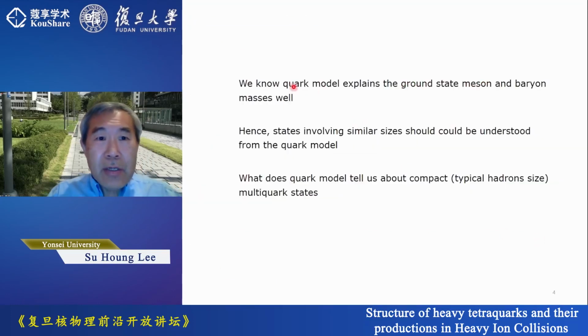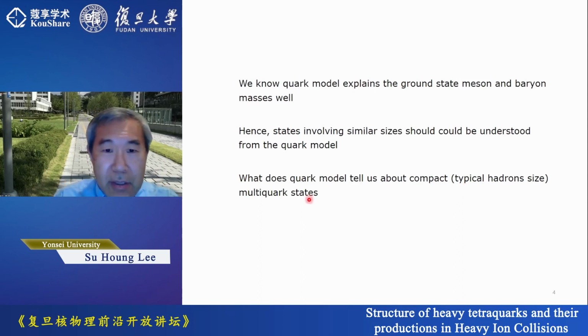The point of my talk is that we know the quark model explains the ground state meson and baryon masses very well, and hence states involving similar sizes. The dynamics involving similar sizes could also be understood from a quark model point of view. So from that respect, what does the quark model tell us about the compact, typical hadron size of multi-quark states?